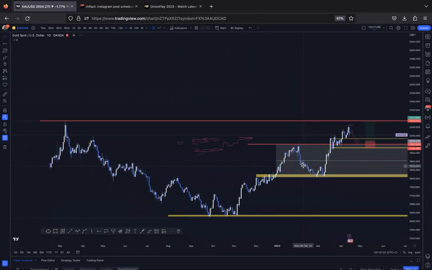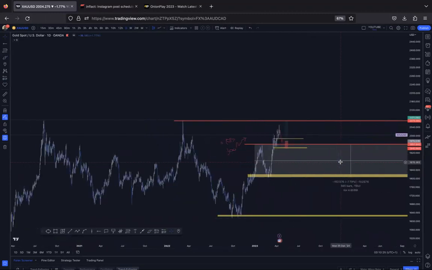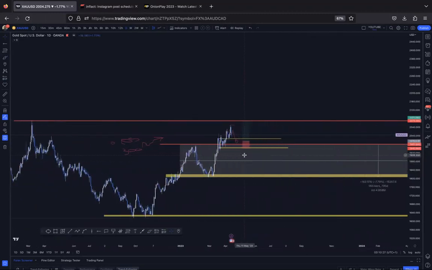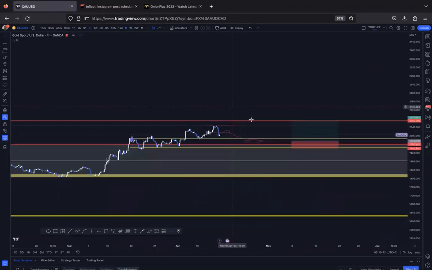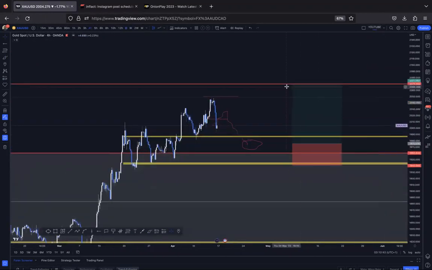So according to what we have here, it means price is very, very bullish. When we're talking about demand and supply, I said when the zone is created, it means price is bullish. Anytime price is above the zone, it is bullish. And if price is below the zone, we are bearish. Okay. So now we switch to the four-hour time frame.